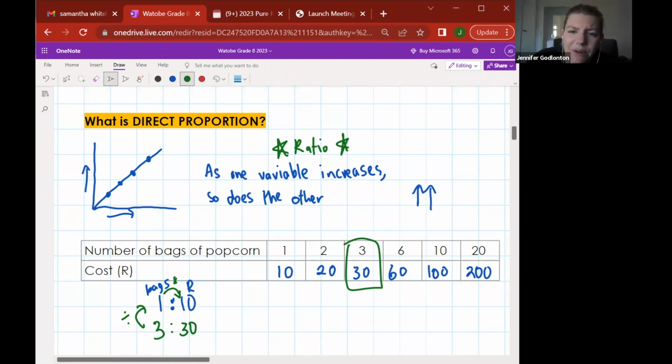Maybe we should write that word as well. It's an important word. So constant ratio basically is just something where you can always simplify down to the same thing.